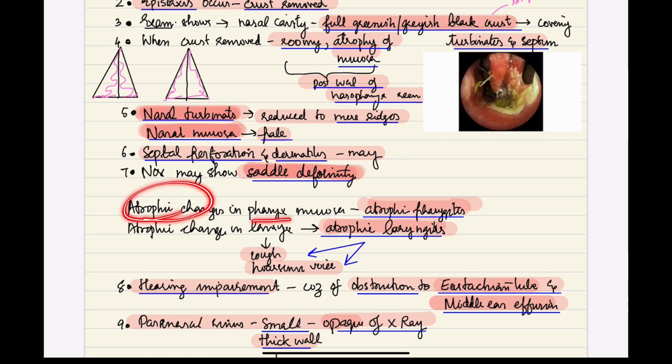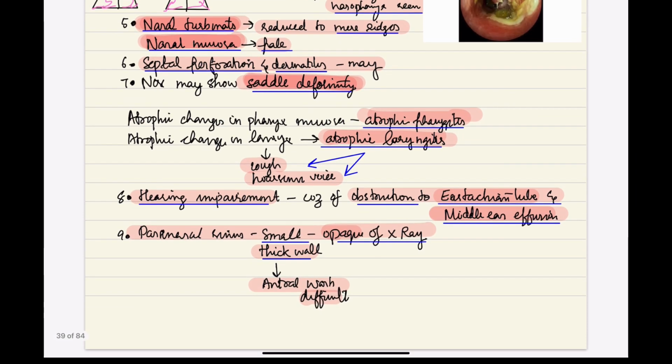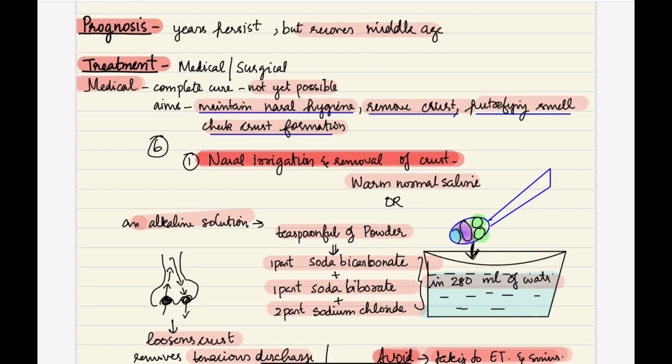Atrophic changes in the pharynx is known as atrophic pharyngitis, and atrophic changes in the larynx is known as atrophic laryngitis, which presents with the features of cough and hoarseness in the voice. Patient may also complain of hearing impairment because of the obstruction to eustachian tube and middle ear effusion. Paranasal sinus becomes small and thick-walled and can be seen as opaque in the X-ray. Prognosis. It persists for years but recovers in the middle age.